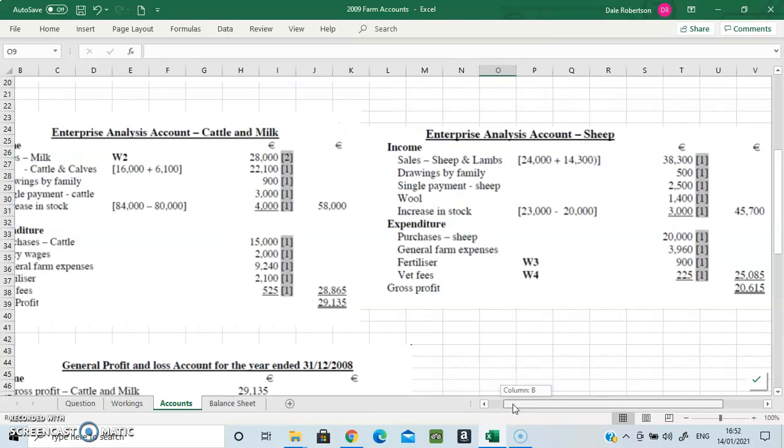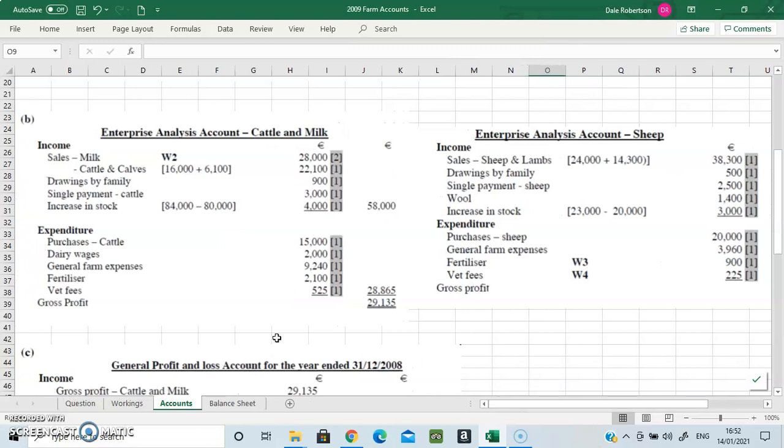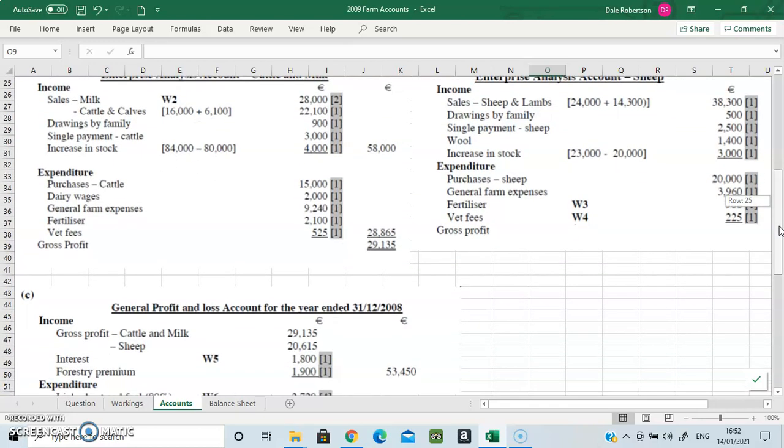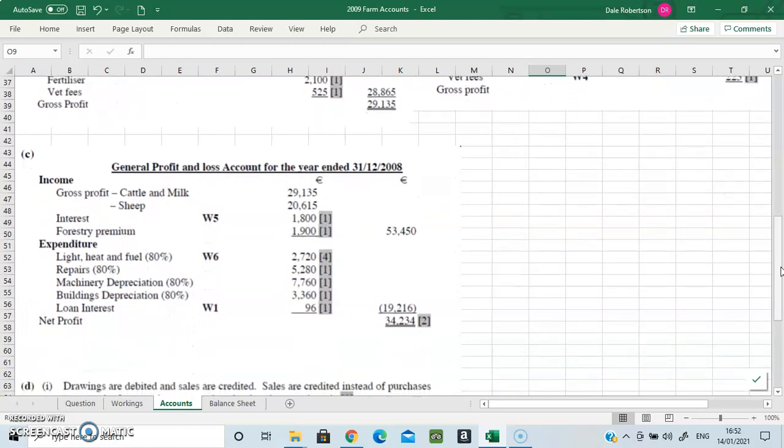Now, what's new in this question is part C of this question asks you to prepare a general profit and loss account for the whole farm, not for any particular enterprise. So this is a new aspect. Well, you need to enter in your enterprise figure for cattle and for sheep. Those are both incomes now. So that's the answer to the previous work that we've just done. You can see that 29,135 and the other one's just off screen.